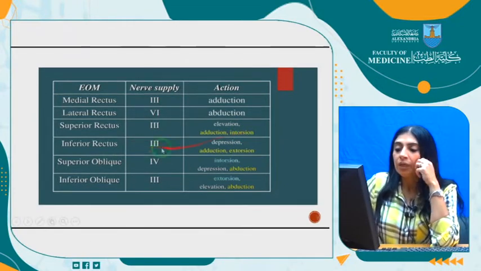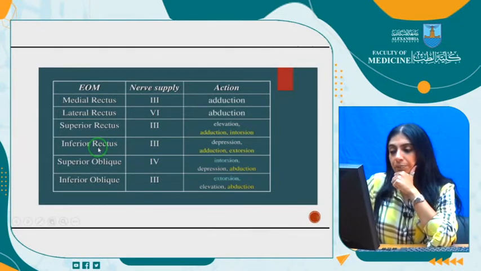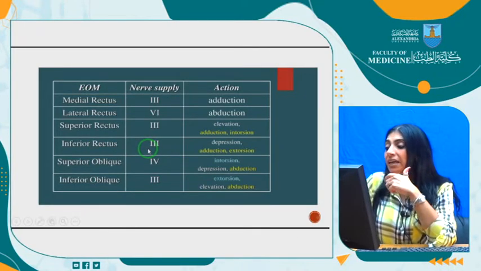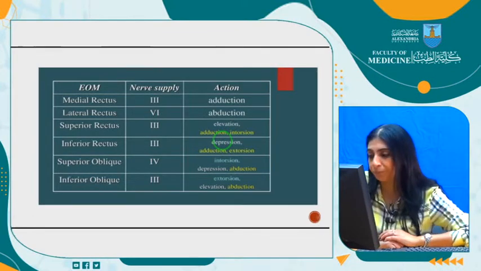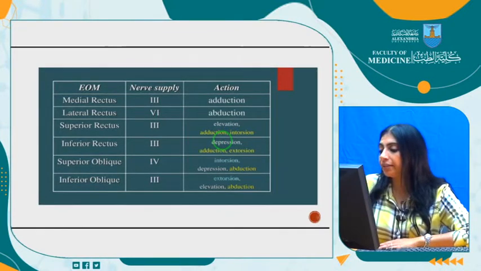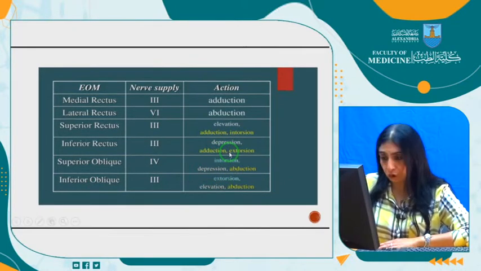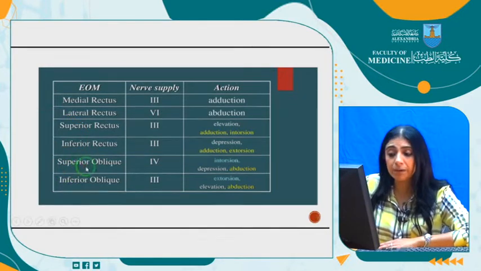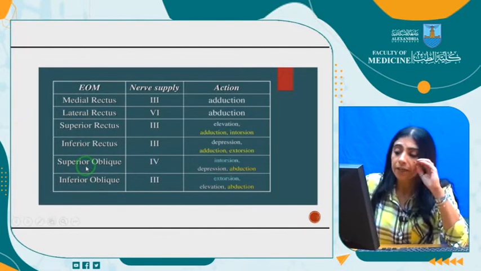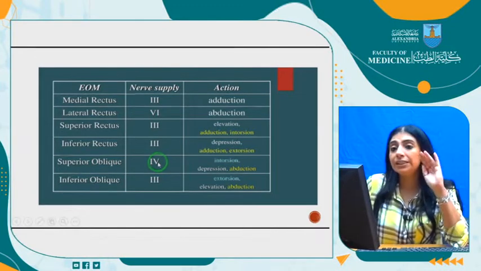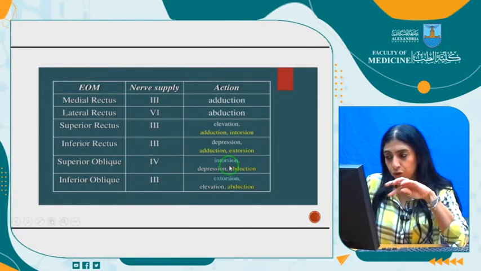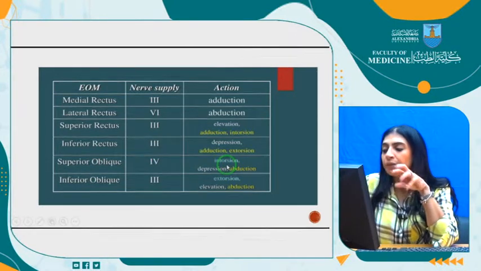eye inward. The inferior rectus, which is supplied by the inferior division of the oculomotor nerve, has as its main action depression in the abducted position. Secondary action is adduction, and tertiary action is extorsion. The superior oblique, which is supplied by the trochlear nerve or the fourth cranial nerve, has as its main action intorsion, to turn in the globe.